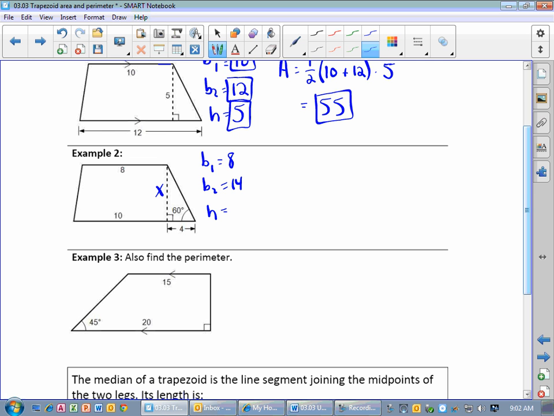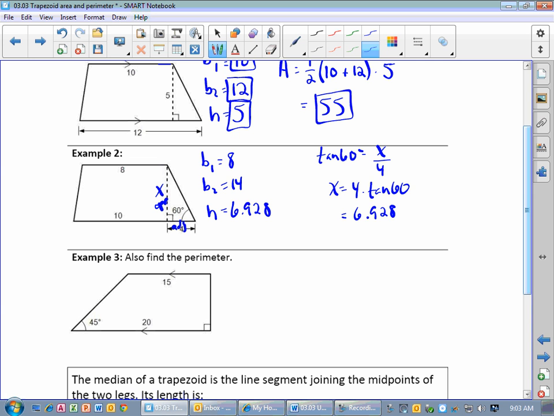And so if I call this side x, in reference to the 60-degree angle, that's the opposite side. And then this length right here, the 4, is the adjacent side. So we'd use tangent. So opposite, adjacent. Tangent of 60 equals opposite over adjacent. And so x would be 4 times the tangent of 60, which gives 6.9282. Okay. So our height is 6.928.